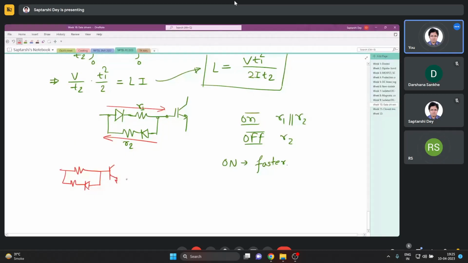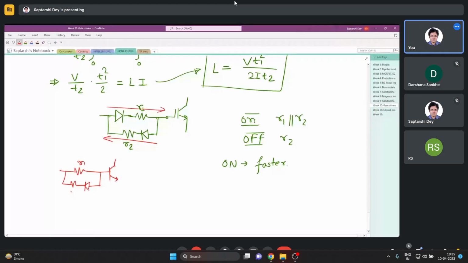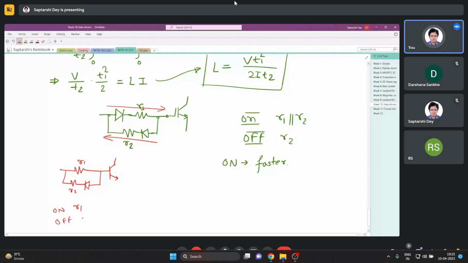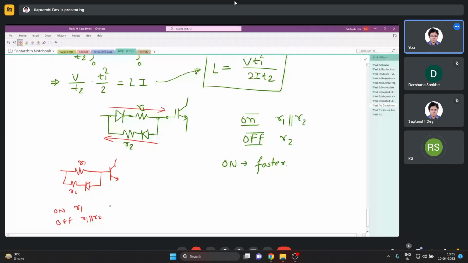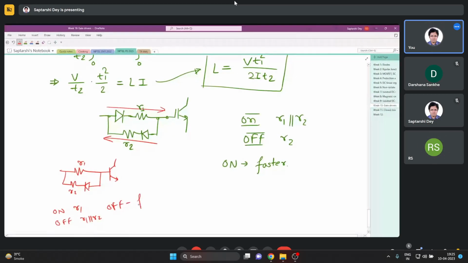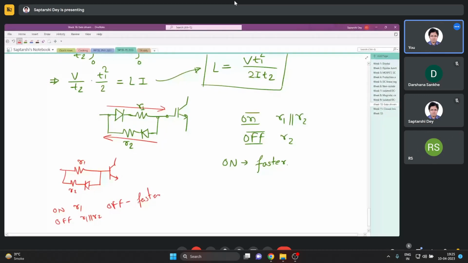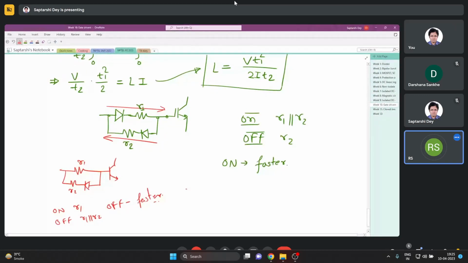So if you have it like this, then your turn on resistance is only R1 and turn off resistance is R1 parallel to R2. So your turn off is faster.